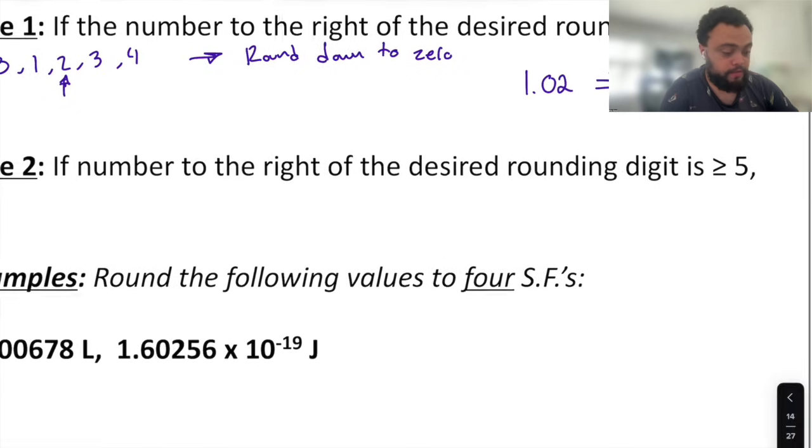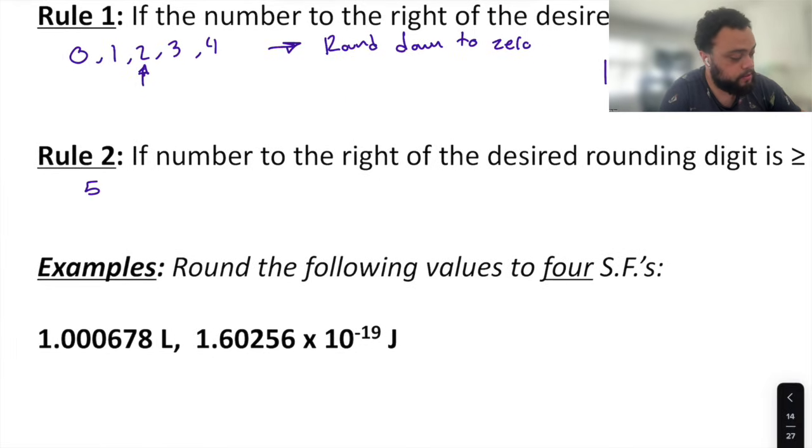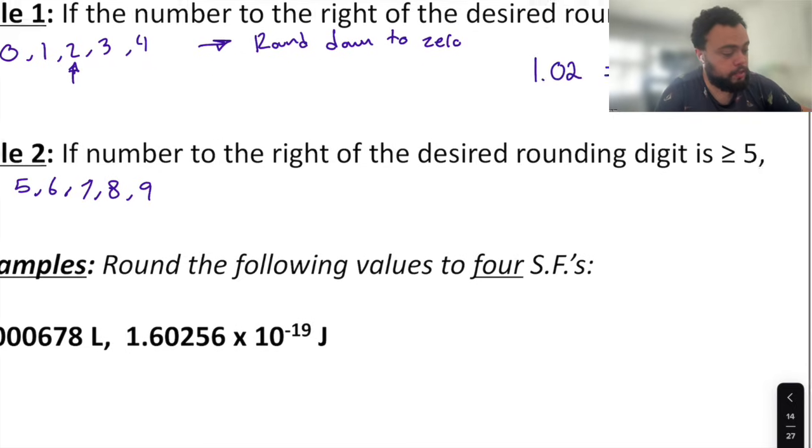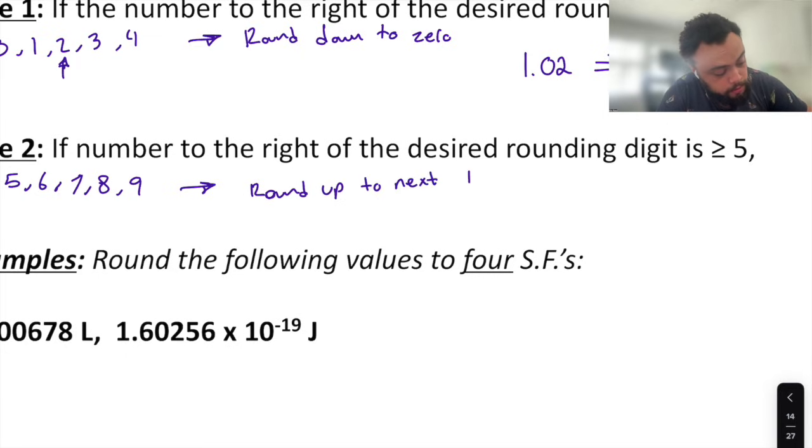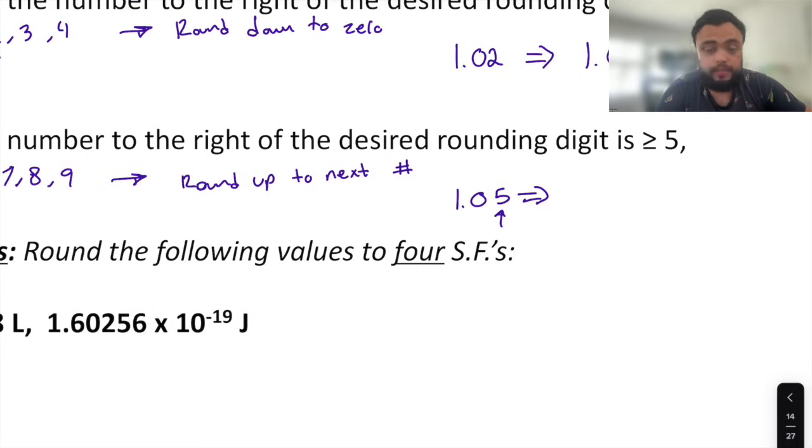If your number is equal to or greater than 5, so it's going to be 5, 6, 7, 8, or 9, then you are going to round up to the next number. So let's say that I had 1.05 instead. I would take this 5 and round it up to the next highest number, which would be 1.1.